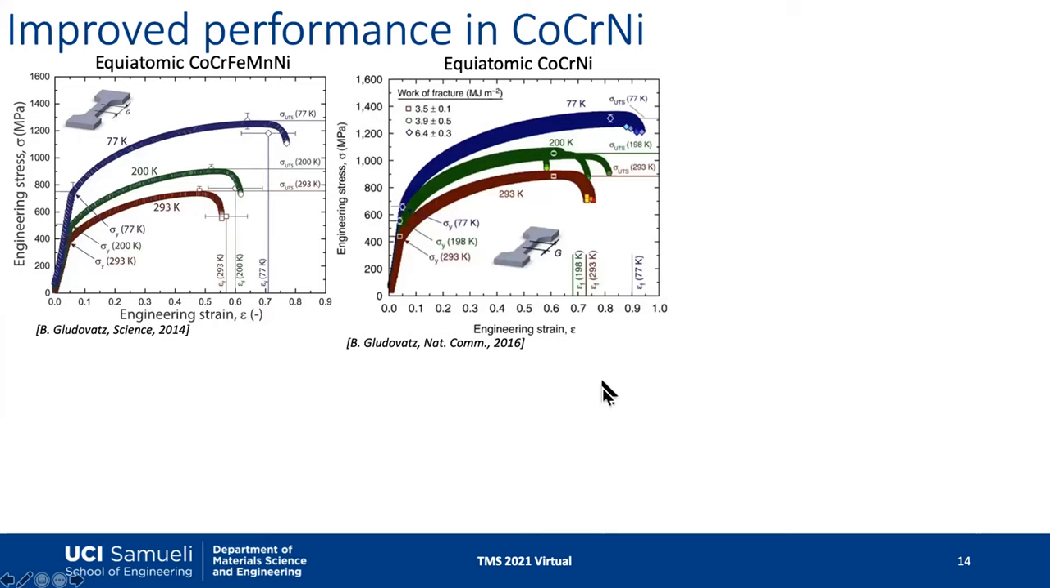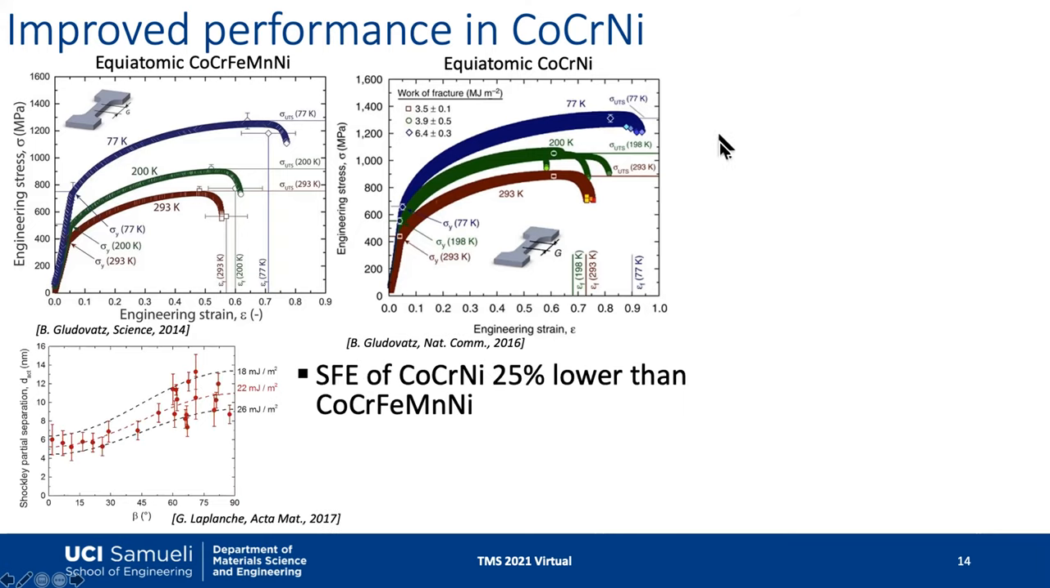And in fact, Gludovac did exactly that, where you see here on the left, a cryogenic tensile test on the Cantor alloy and an equiatomic ternary cobalt chromium nickel. Again, quantifying the stacking fault energy, the cobalt chromium nickel was found to have 25% lower stacking fault energy than the Cantor alloy.